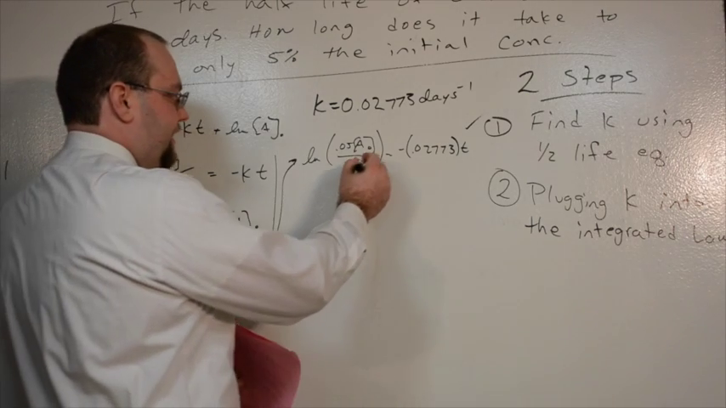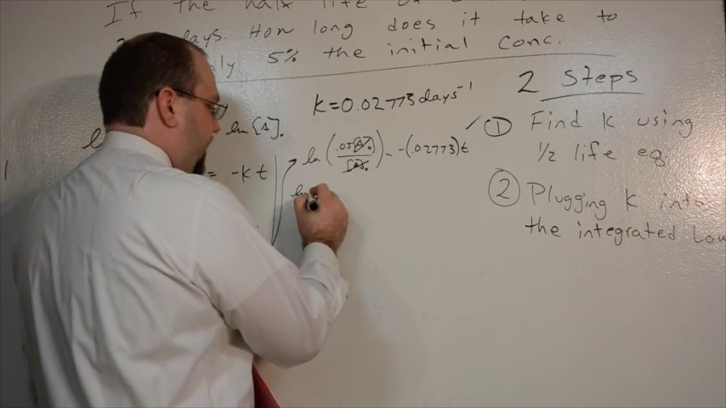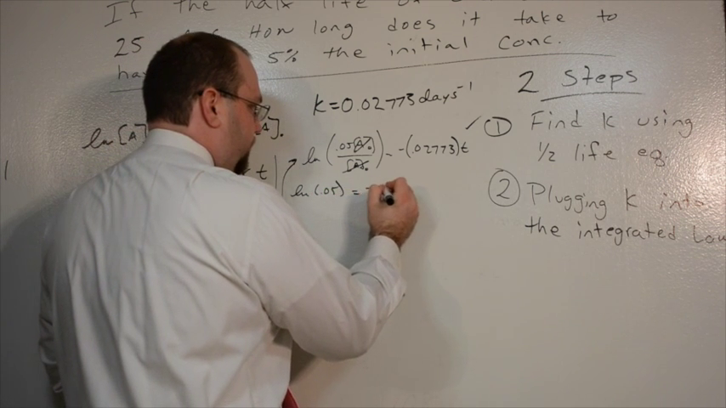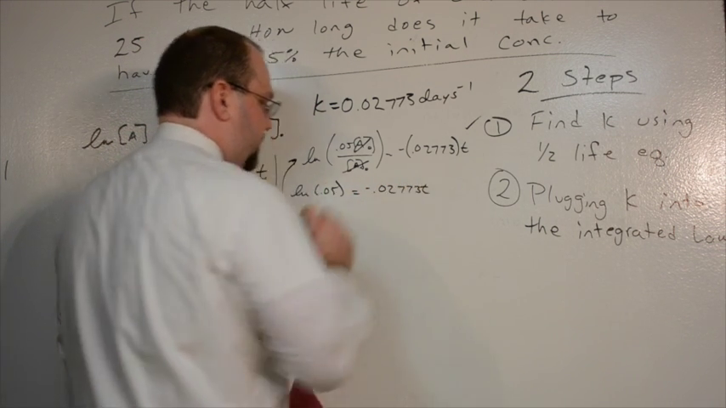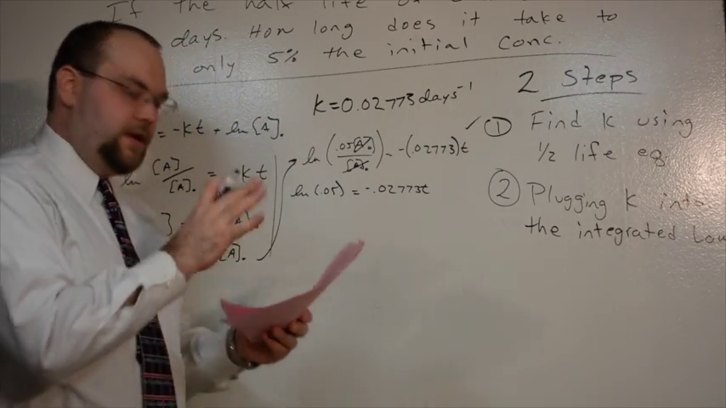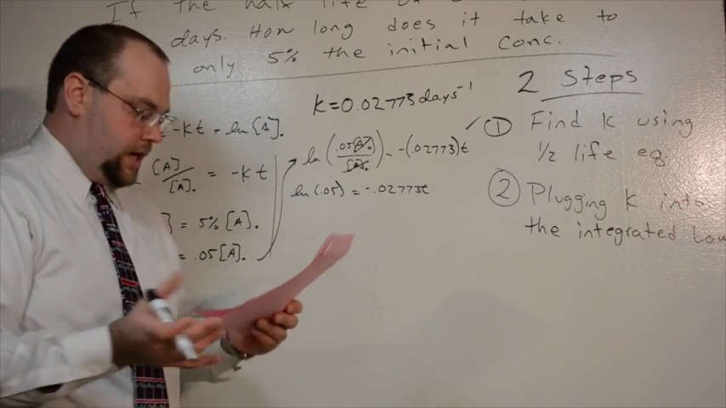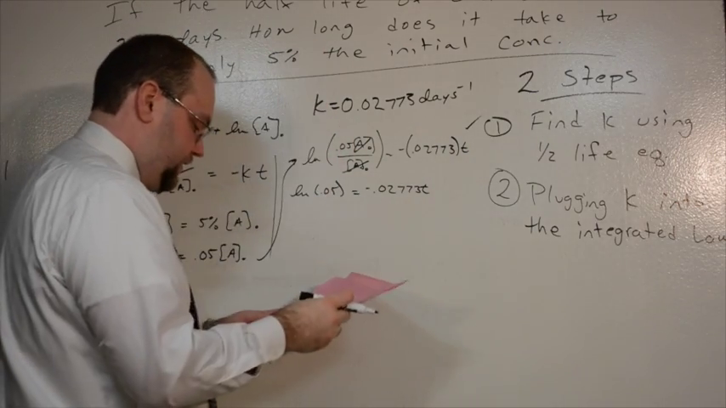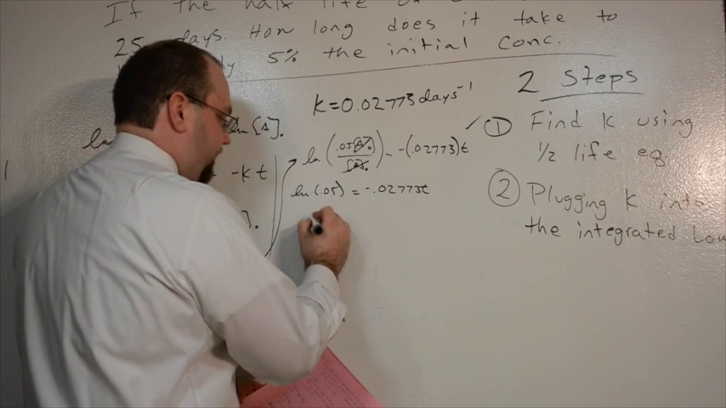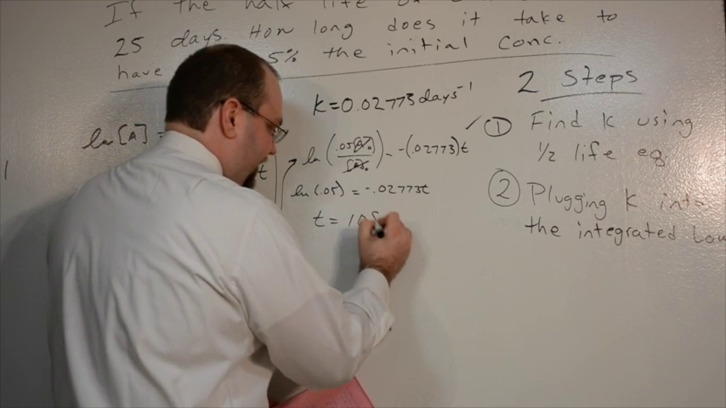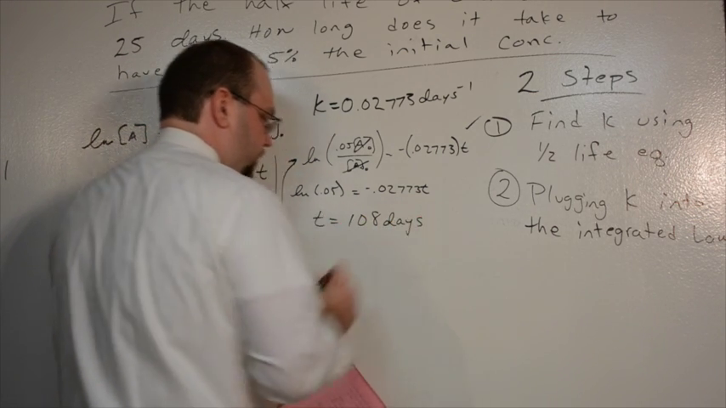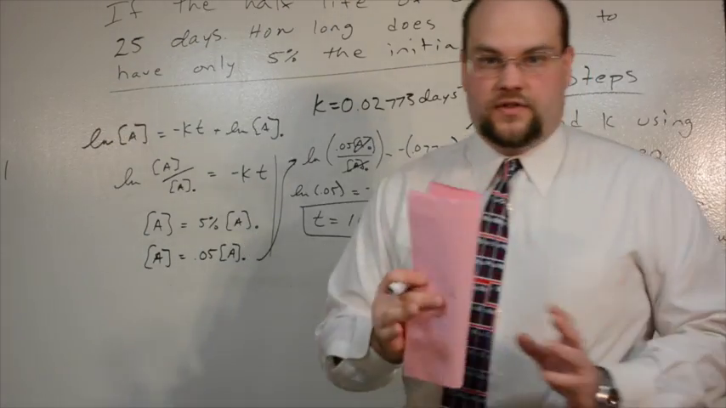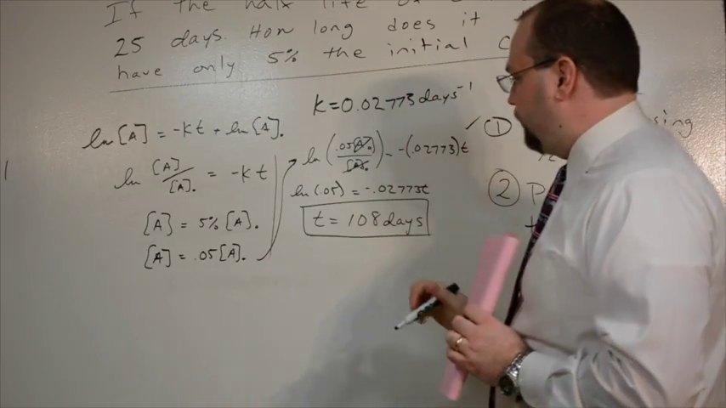Okay, so I didn't do anything fancy yet. Well, hopefully you'll see that the A naughts cancel out, and I'm left with the ln of 0.05 equals negative 0.02773 T. And then from here, hopefully it's not too tricky. I can do a whole bunch of math, you know, finding the natural log, dividing, it's a blast. And I can find T to equal 108 days. Okay, so T equals 108 days. So the question said, how long does it take to get to 5% of the initial concentration? The answer is 108 days.